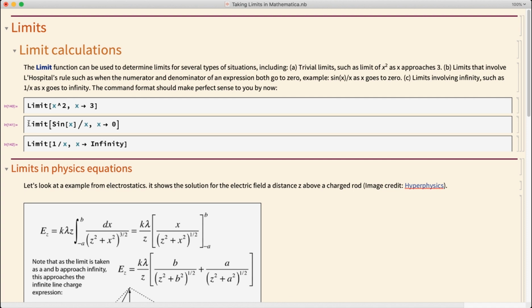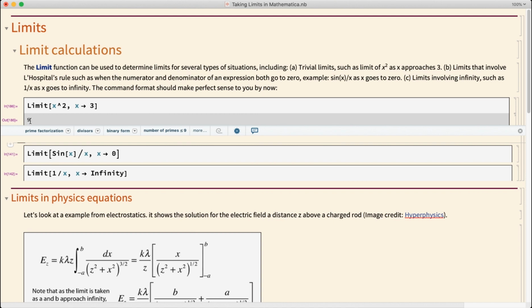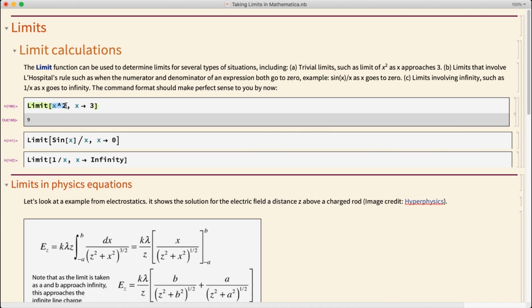The first limit here is a fairly straightforward limit. I don't think anybody would need to use Mathematica to figure out what the limit of x squared is as x goes to 3, but let's go ahead and execute this, okay? Notice the notation here, you get 3 squared. You've got the function that you're taking the limit of, and then you're saying, hey, let's take a variable that function depends on, in this case x, and let's take the limit as x goes to a certain value, okay? That's a pretty obvious one.